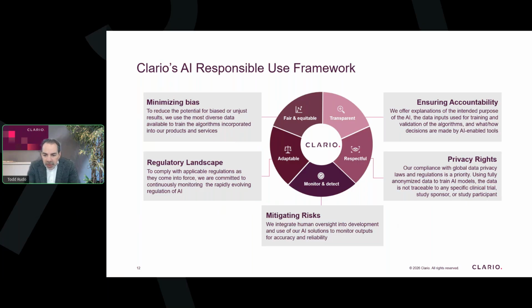Ensuring accountability in the top right. So this is all about maintaining transparency to how a tool was developed and how it's being deployed. So ensuring that the end user of that algorithm or that tool knows the limitations or potential limitations and can adjust their use of that, accordingly. Considerations around IP and data privacy rights is next. So compliance with global data privacy laws, using aggregated and anonymized data in all the R&D work that we do, ensuring no traceability back to any individual subject, any individual sponsor or study. That's what this principle is all about there.